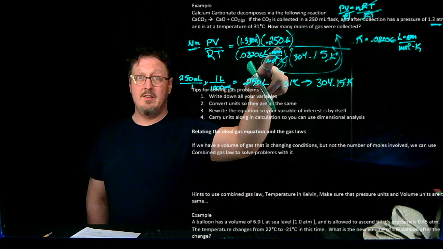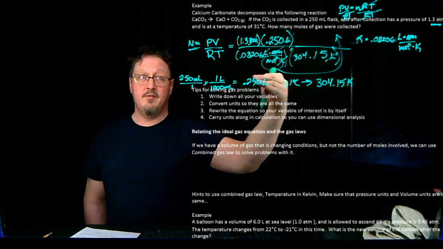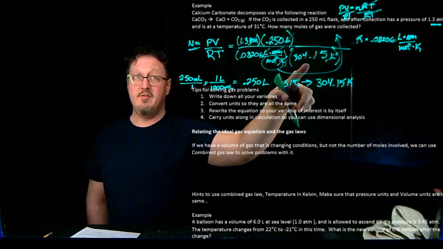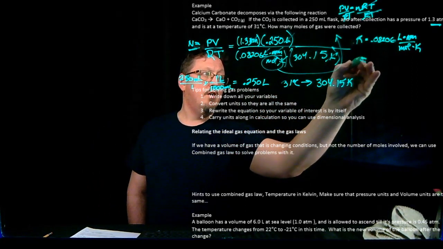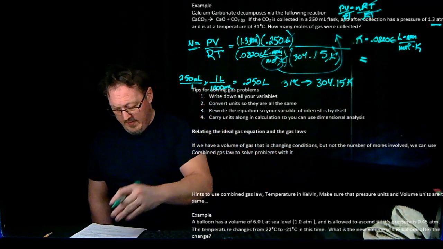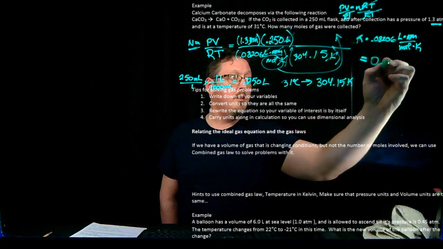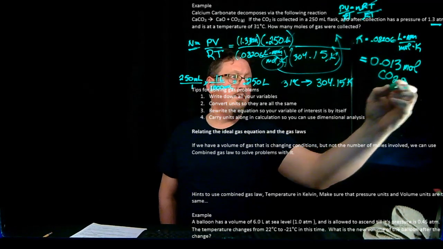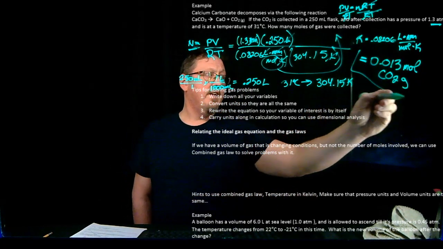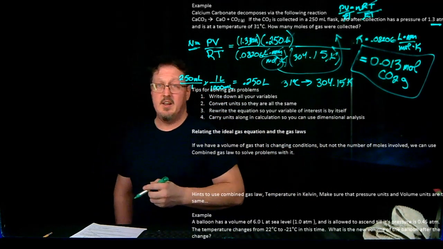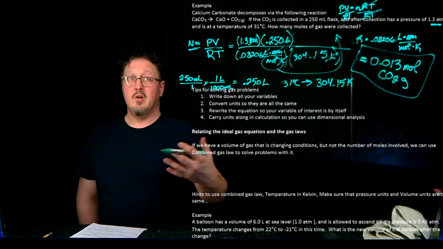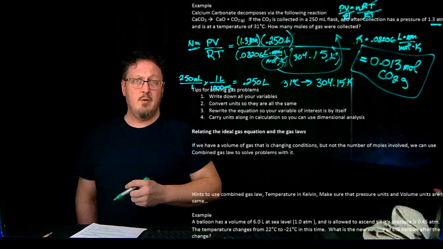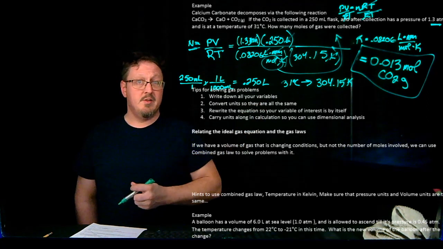1.3 times 0.250. Enter, divide that by 0.08206 times 304.15. And so that gives me a value of 0.0 moles of carbon dioxide gas. And so that is a very common way that we're going to use the ideal gas law in order to do our work. Is we're going to pick and choose our pieces and our parts, and we're going to figure out what we need to use and how we need to use it. So that's pretty much how that one goes out.